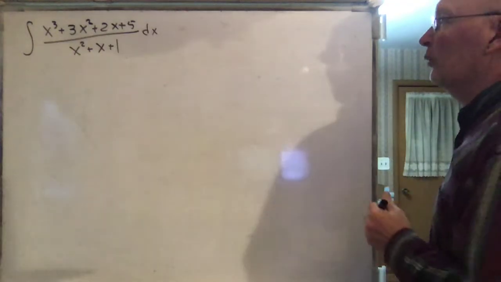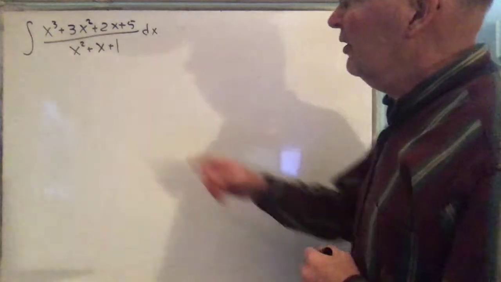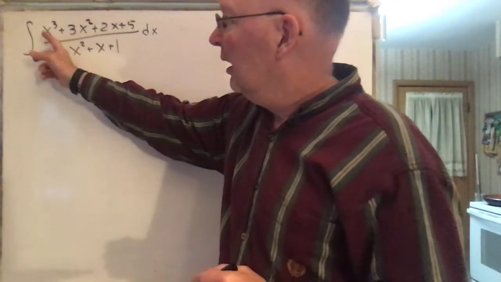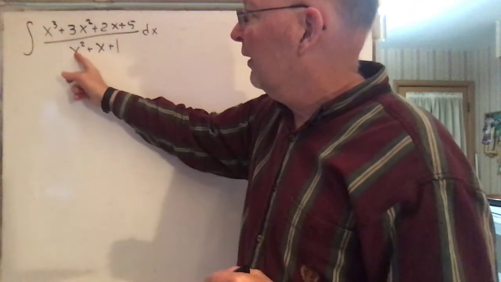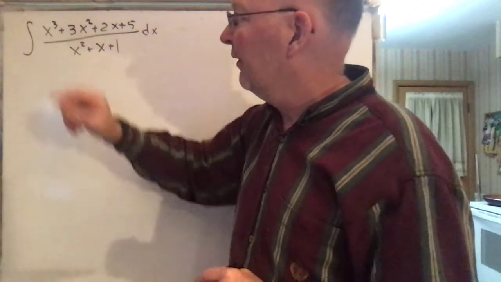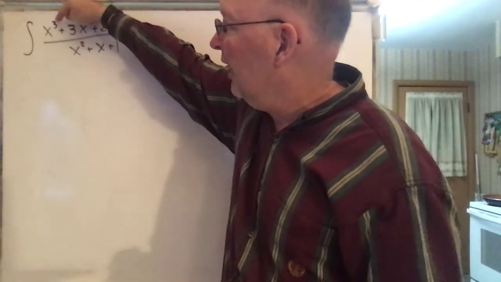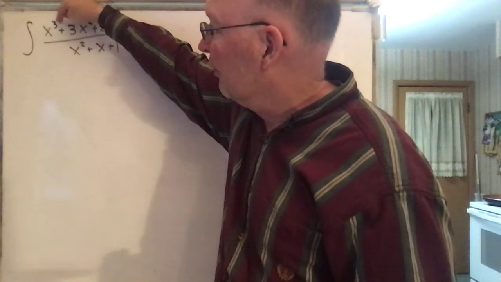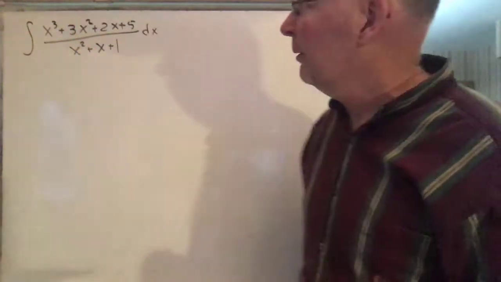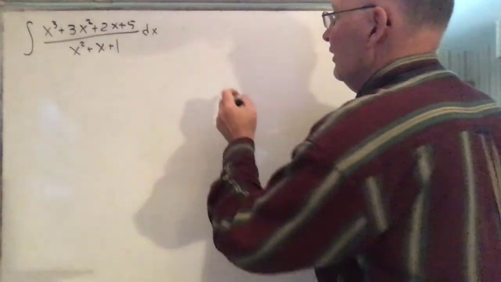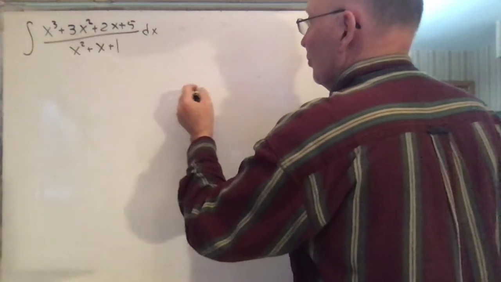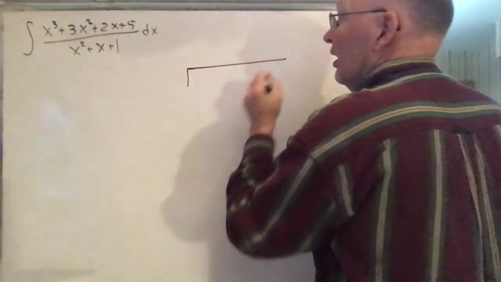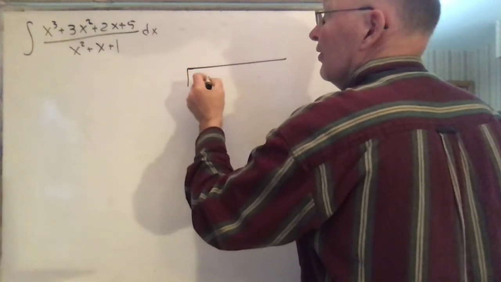I erase them. But the first step is if the degree of the top is greater than or equal to the degree of the bottom, then you divide the bottom into the top. Remember, the degree is just the highest power of x. So the degree of the top is 3, the degree of the bottom is 2. So how do you divide? There's quite a bit of just algebra in this lesson, and it's all good stuff. So let's go ahead and do it.